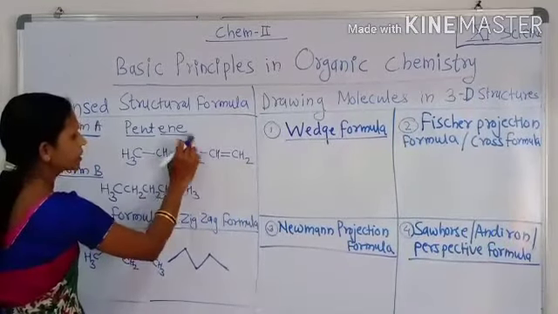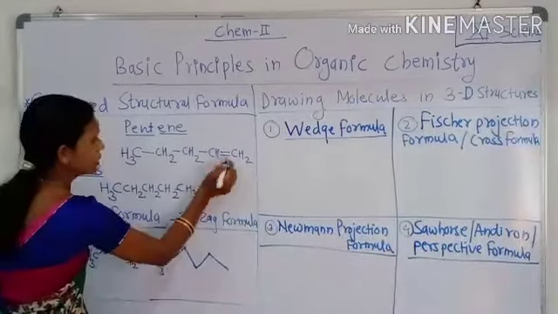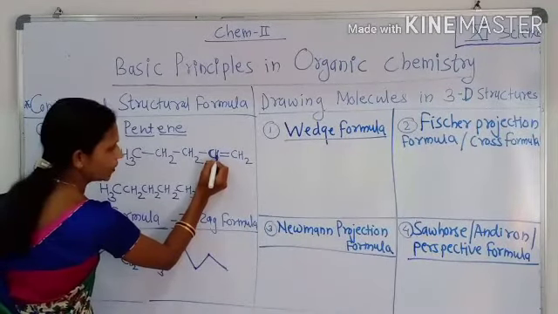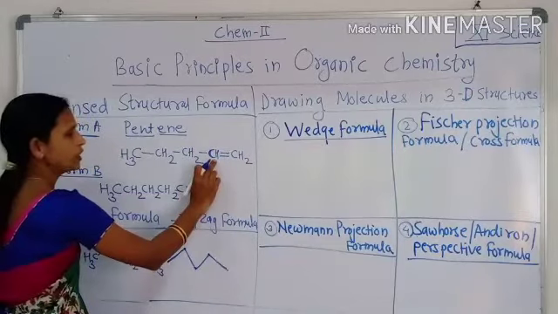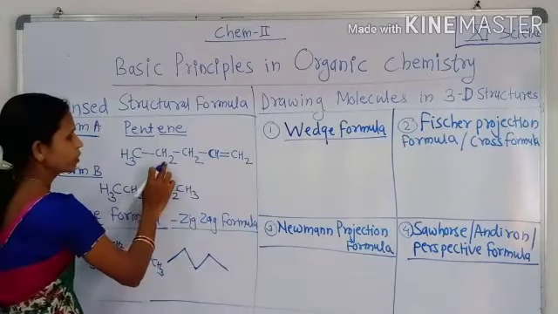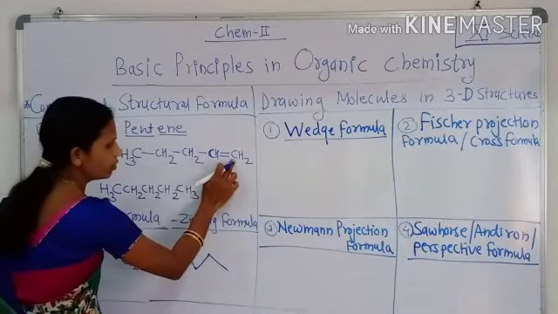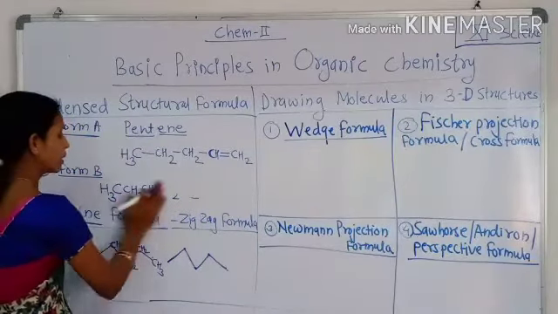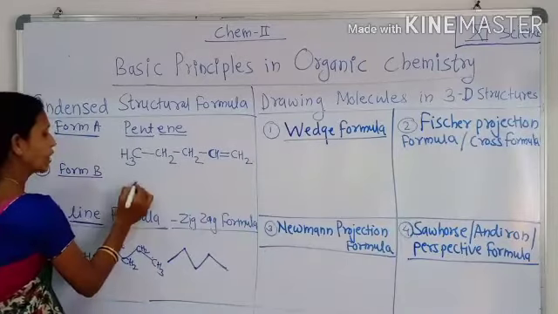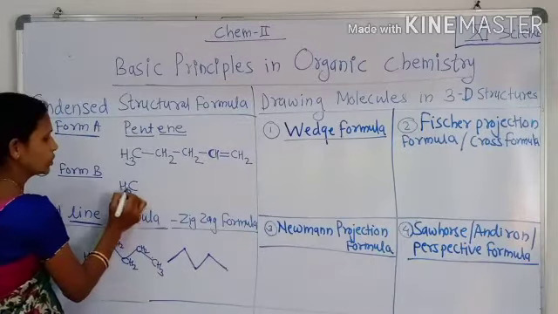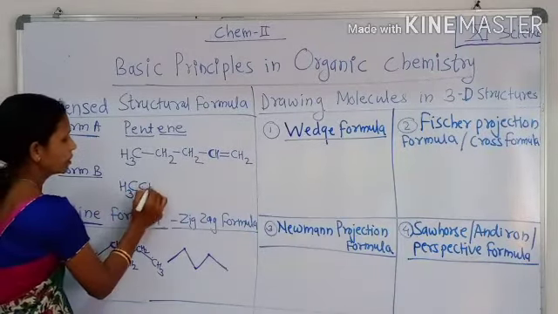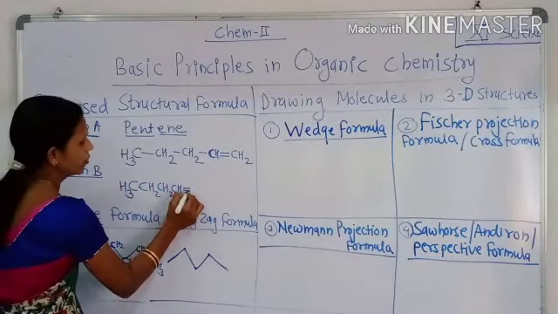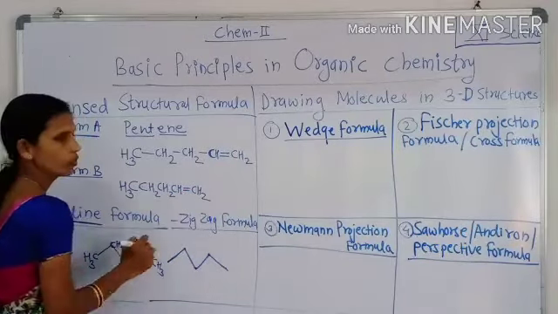"Ene" in the name means a carbon-carbon double bond is there. See here, this double bond is between carbon and carbon, not the hydrogen. In condensed form it is written like CH3 CH2 CH2 CH=CH2. In form B condensed structural formula we can also write this as CH3 CH2 CH2 CH=CH2.